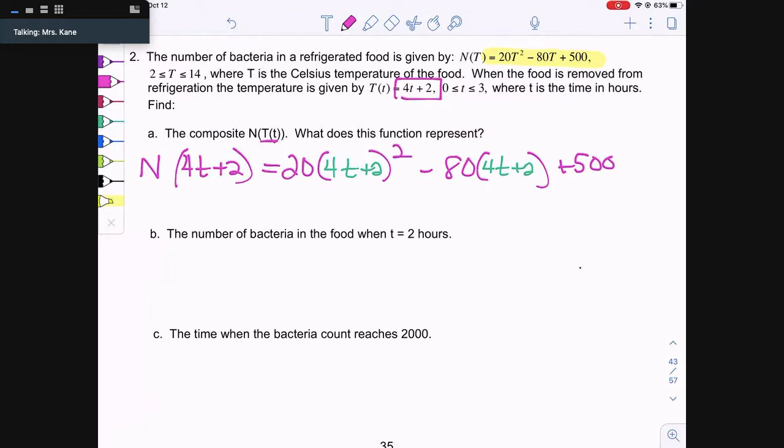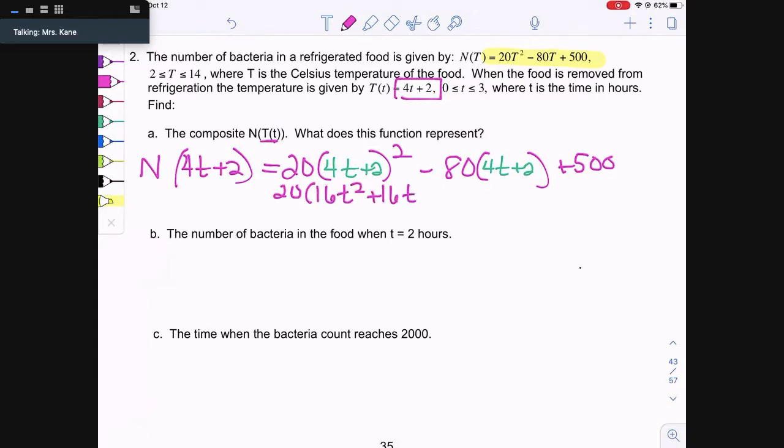And then you have to do a little bit of FOILing. I replace the t in the number of bacteria equation, so there's a quantity squared. That quantity needs FOILed. The 20 stays outside. When you FOIL this, Lucia, what do you get when you FOIL 4t plus 2 squared? What does that become? 16t squared plus 16t plus 4.